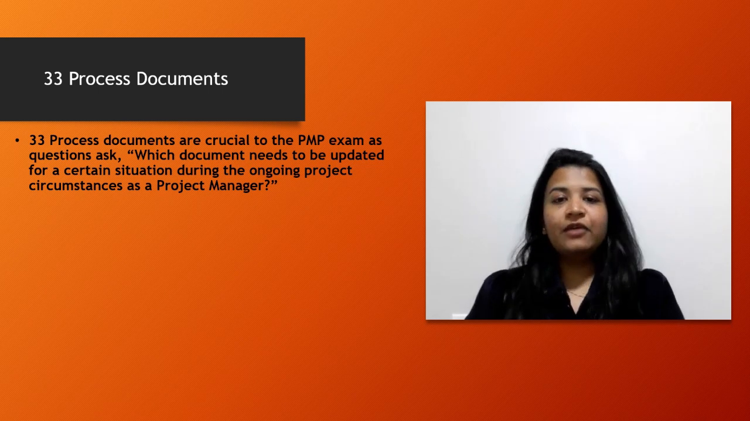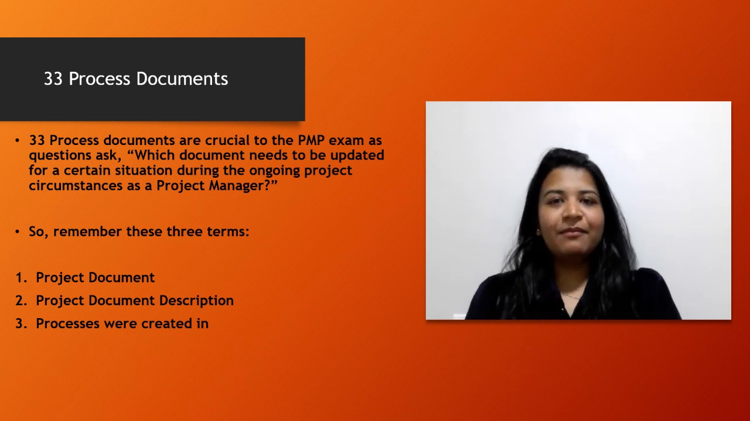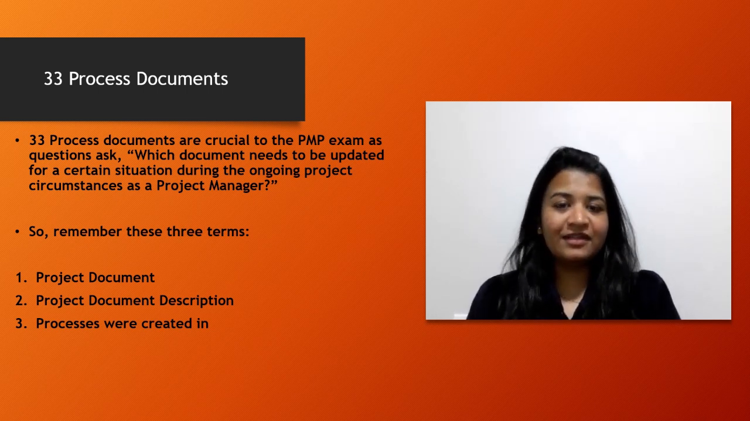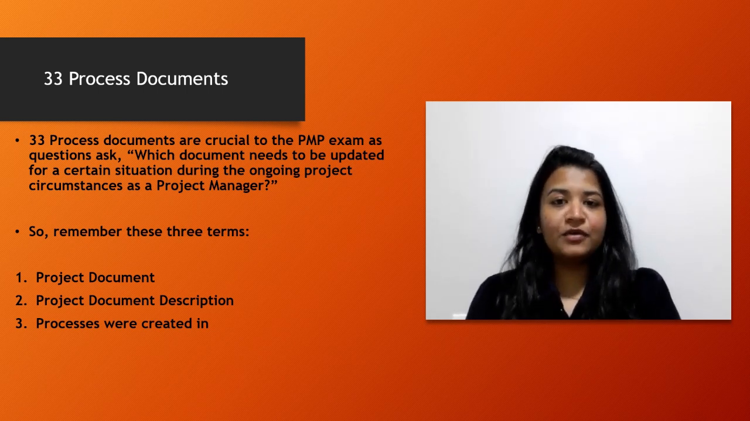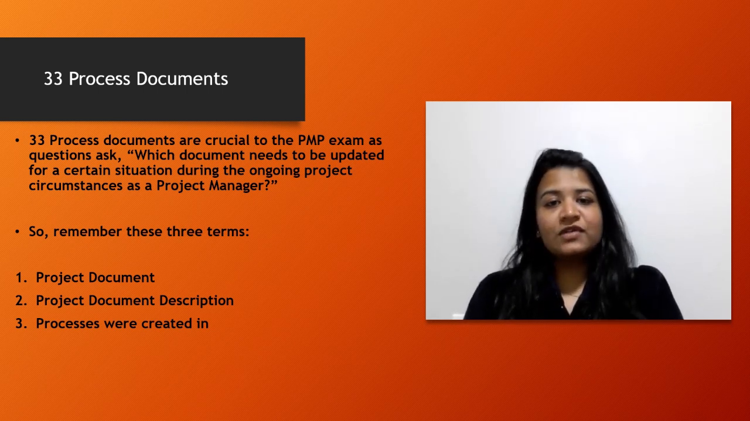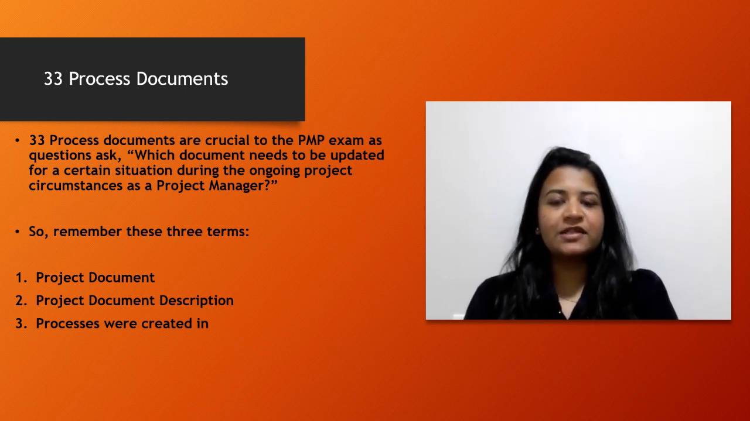So basically you need to remember 3 different terms. First, the project document name, for example, what happens when the define activities task is done, or what the activity attributes mean. Those are the names of the project documents. Next, you need to understand what the document is all about, as in the project document description. And the third one is the process in which they were created.